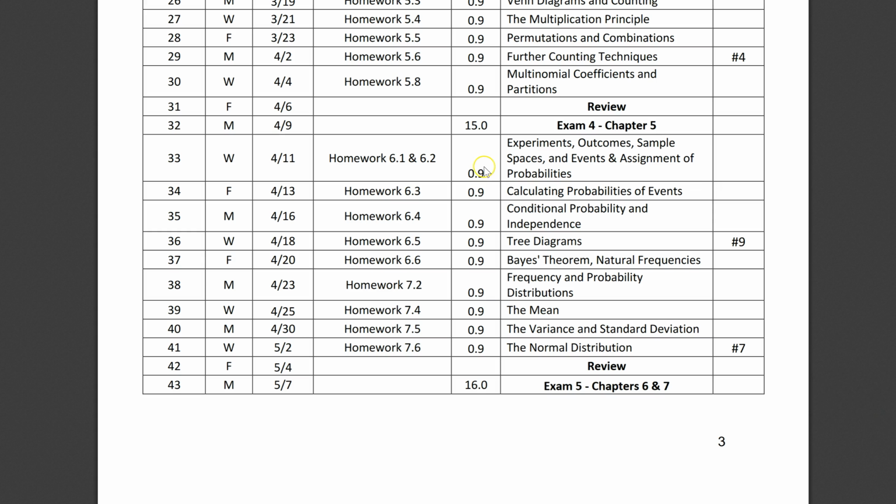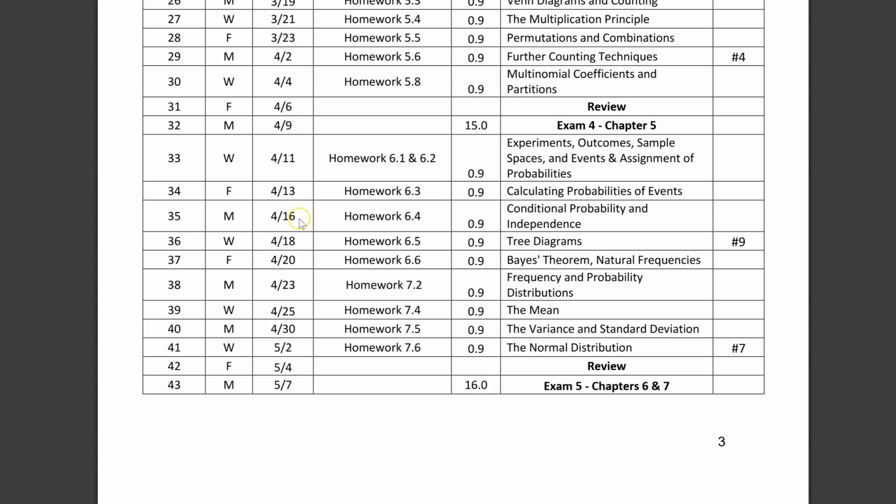Okay, then on Wednesday, April 11th, we're going to start in on chapter 6. Chapter 6 will continue the idea of counting, but connect it to probabilities. So you'll see that you're still using concepts from chapter 5 over in chapter 6. On Friday, April 13th, we have homework 6.3 due, and that is on calculating probabilities of events.